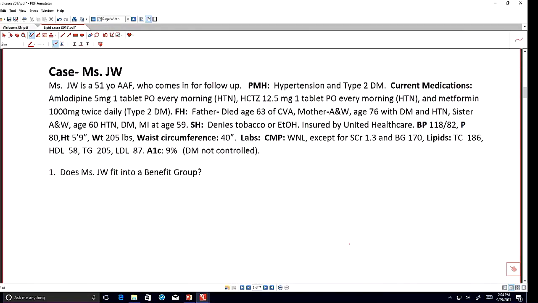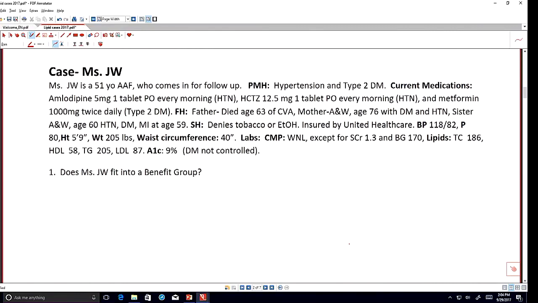This is JW. This is a 51-year-old African-American female. She has hypertension and type 2 diabetes. She's on amlodipine 5, hydrochlorothiazide, and metformin. Father died of a stroke at 63. Mother's alive and well. She also has diabetes and hypertension. Her sister's alive and well, has hypertension, diabetes, but she had an MI at the age of 59. She's insured by United Healthcare.